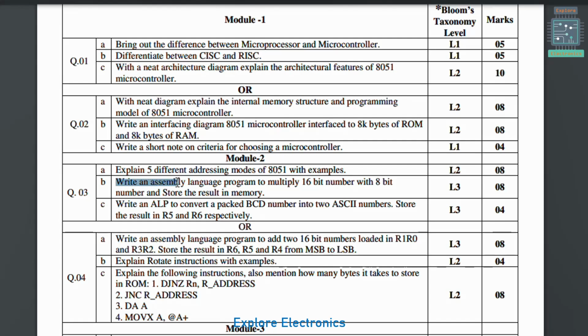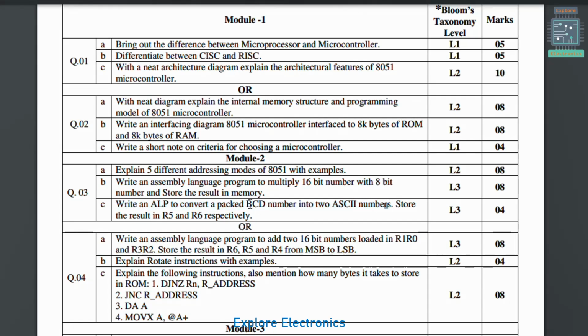Then write an assembly level program or assembly language program to multiply 16-bit numbers. This question is also a very important one which is repeatedly asked in this subject. And then for 8-bit number and to store the result in a memory. And then one more program asked over here, write an ALP to convert packed BCD number into 2 ASCII numbers.